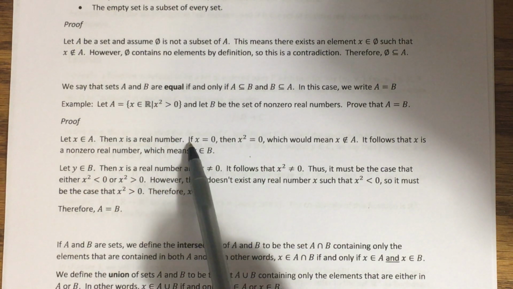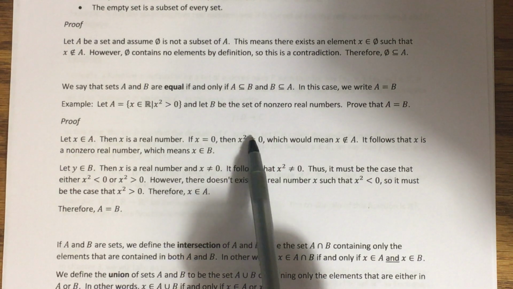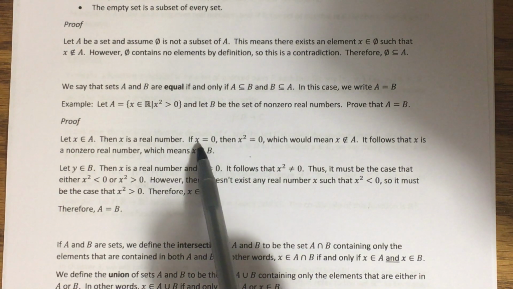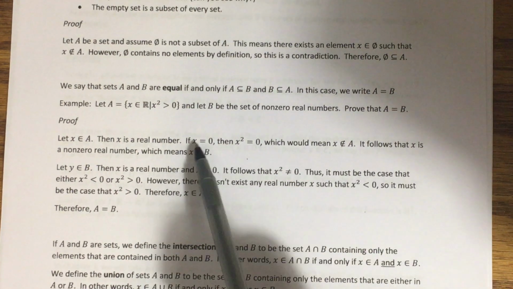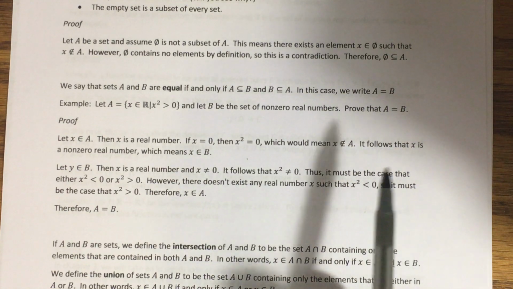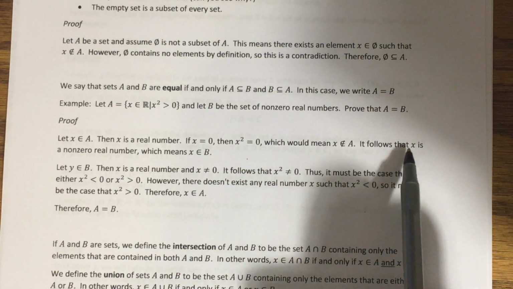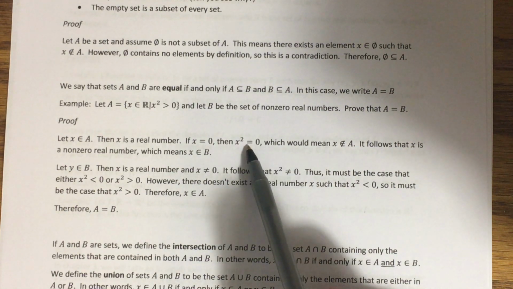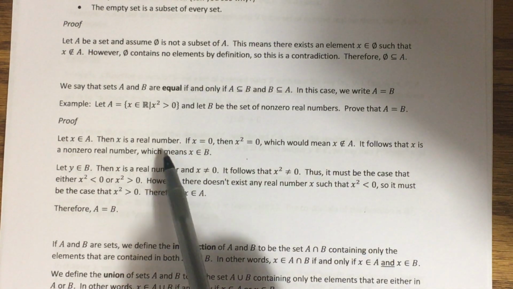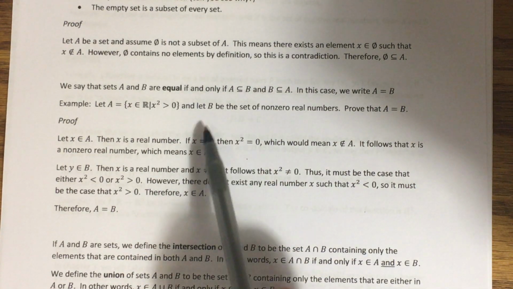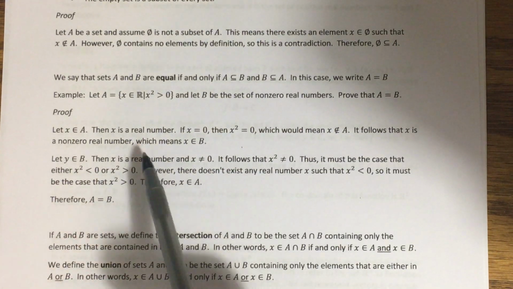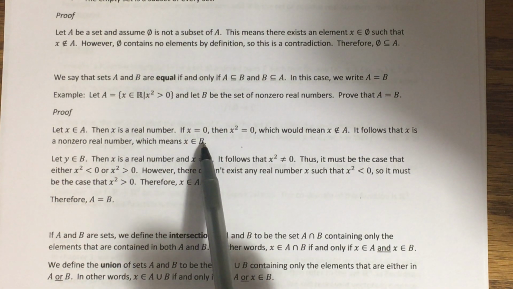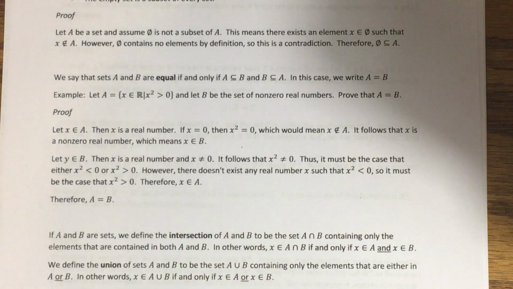Now, if X is equal to 0, then X squared would equal 0, which would rule out that number from belonging to the set A. So X is not in A if X is equal to 0. What does that imply? Well, that implies that X is non-zero. It's not equal to 0. But that's what B contains by definition. It contains the set of all non-zero real numbers. So that alone is enough to say that X is also in B. This proves that A is a subset of B.